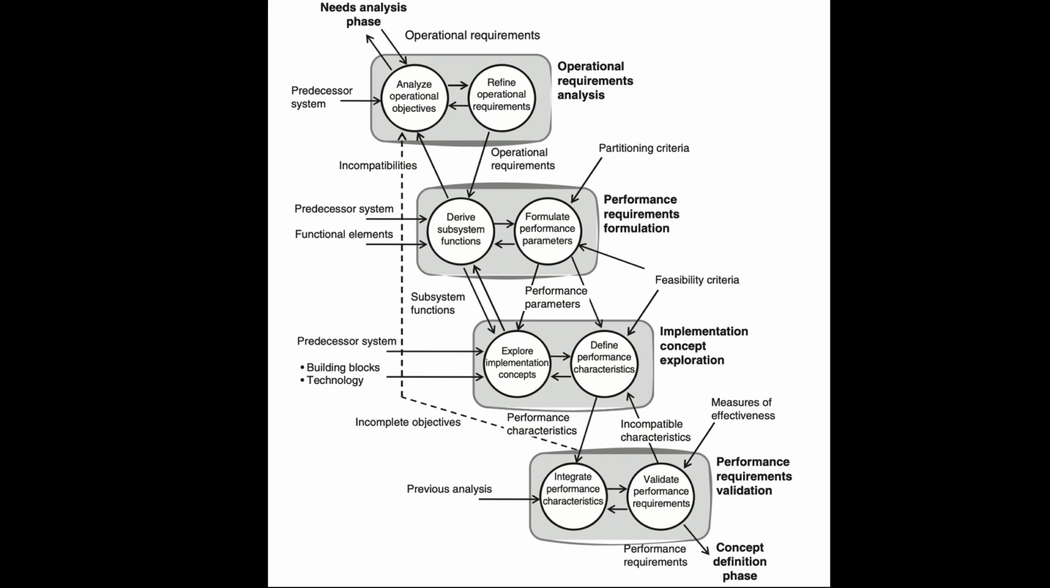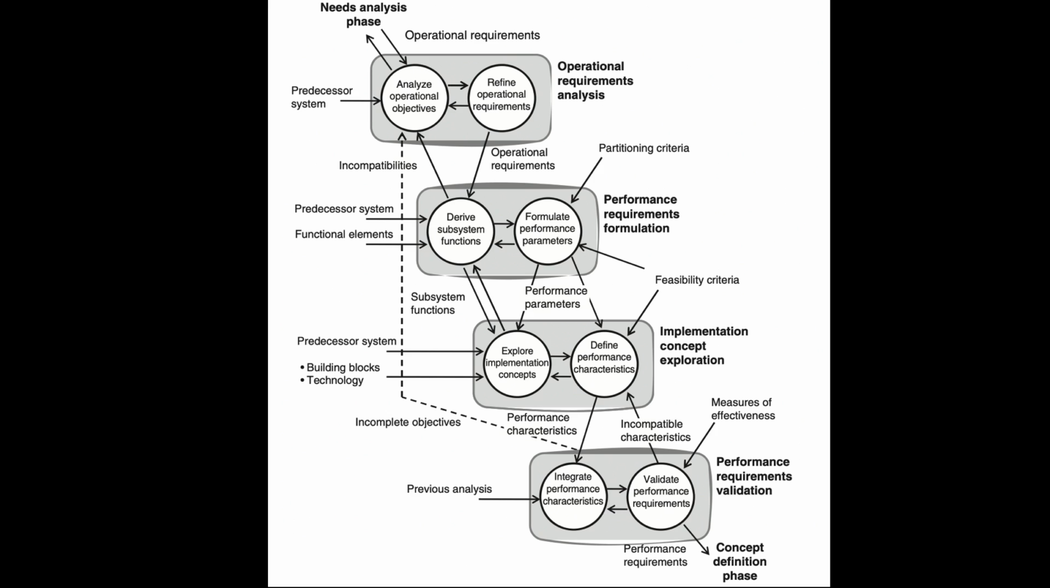With the help of this diagram, let us now try to understand the steps of the concept exploration phase. The first step is the operational requirements analysis step. It involves analyzing the operational requirements of the system in terms of objectives and then refining them. The next step is the performance requirements formulation step, and that translates operational requirements into subsystem functions and formulates the performance parameters.